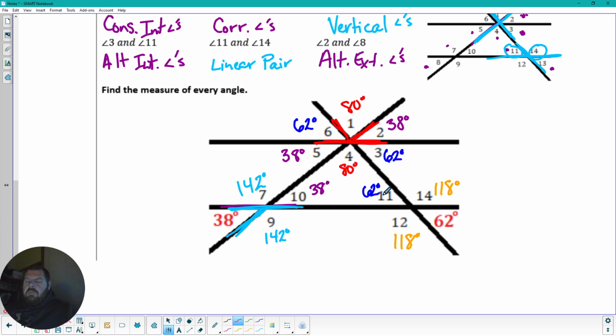And you could have gotten that from the bottom also. Angles 3, 4, and 5 would add up to 180 degrees.